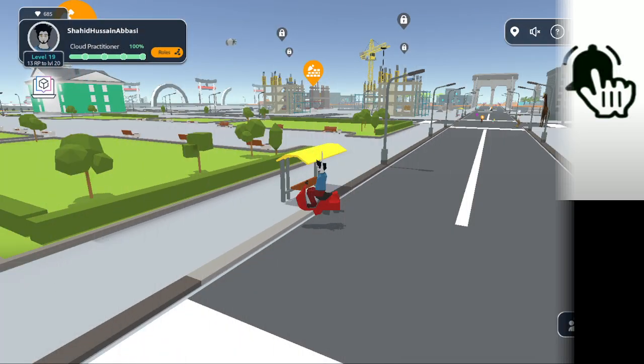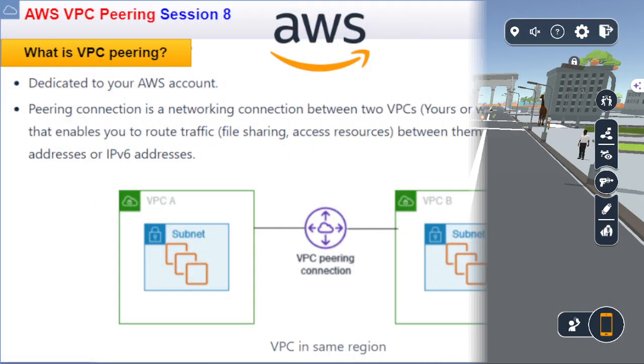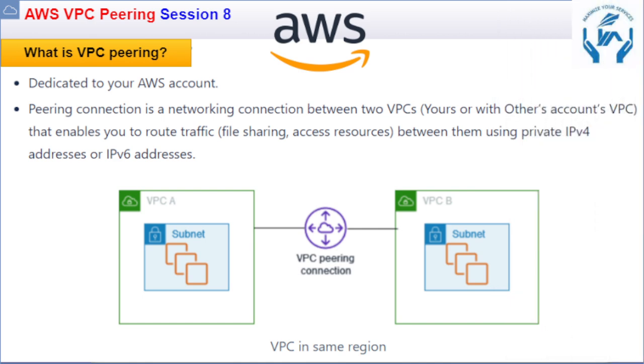And let's start with its concepts. As we have seen, any VPC, Virtual Private Cloud, is dedicated to your AWS account. Remember that one VPC is related to only one account. One VPC cannot belong to more than one account. But one account may have one or more virtual private cloud networks, right?